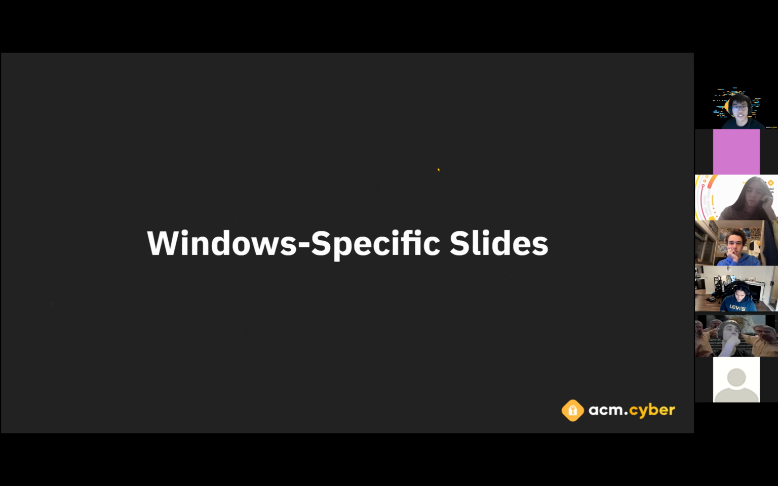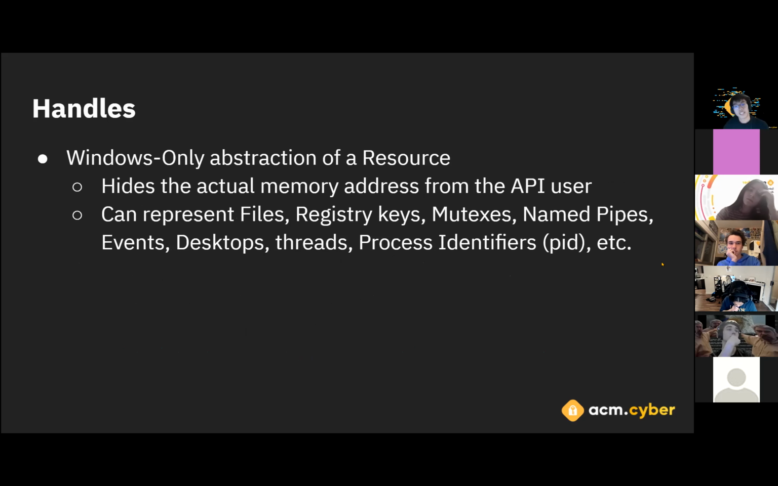Yeah, so going into some more Windows specific slides that will be relevant when we talk more, because most of our challenges involve Windows dumps. So handles are sort of just what Windows calls a resource. You can think of it like a pointer to a process resource that you can't actually dereference. While it hides the actual memory address from the API user, you can interact with it and it can represent a lot of things like the ones listed here, like files, process identifiers, events, and desktops.